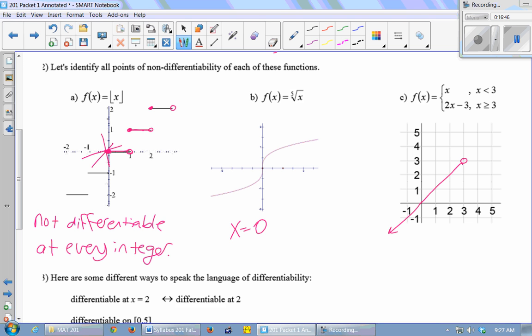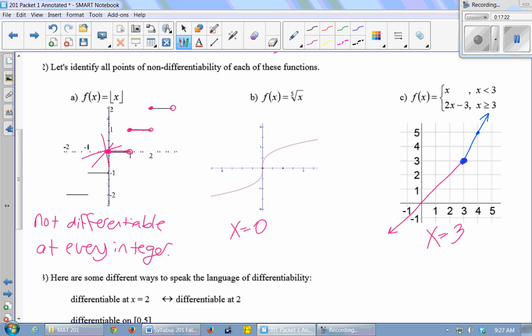2x minus 3, if you plug a 3 in there, you get 3, right? So if I'm graphing the second part of this function, I get 3, and then pick another point like 4. What do you get if you plug 4 into that line? 5. So 4 comma 5 looks like that. Okay, so there's my graph. Does it have any spots in it where you cannot take a derivative? The corner at 3. You can't take a derivative at x equals 3 because it's a sharp corner.